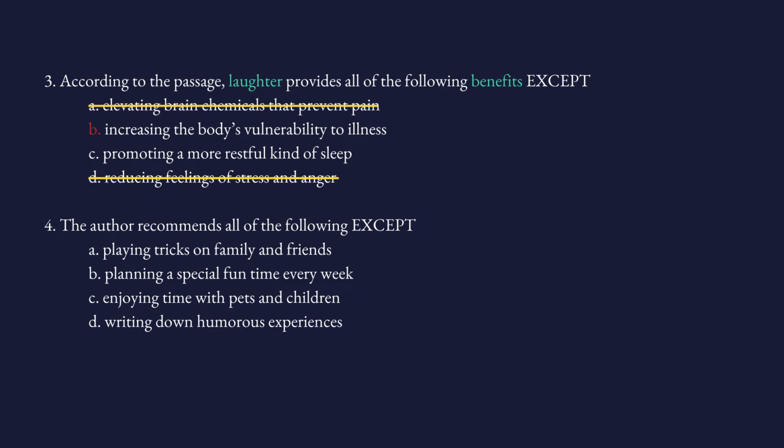Question number 3. The author recommends all of the following except. Now here's the annoying part. Here we don't have proper keywords. We have recommendation, but that's not on its own enough. So let's read ABCD. Playing tricks on family and friends, planning a special fun time every week, enjoying time with pets and children, writing down humorous experiences. So the author apparently is going to recommend 3 of these, but not the 4th one. Let's see what the 4th one is.